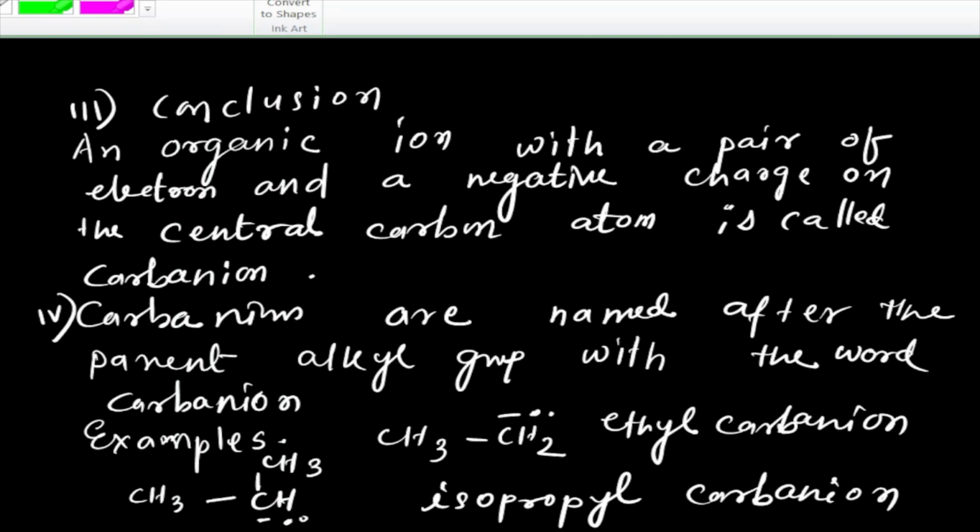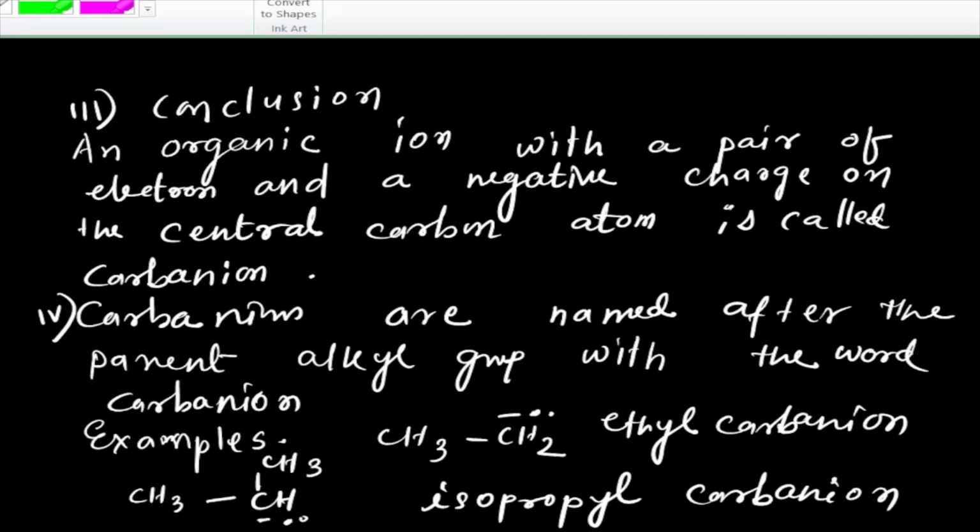So what is the conclusion? How can we know that it is a carbanion? An organic ion with a pair of electrons and a negative charge on the central carbon atom is called a carbanion. Are you clear? Last conclusion, what are you getting? An organic ion having a pair of electrons and a negative charge on the central carbon atom. Remember, on the central carbon atom, is called a carbanion.